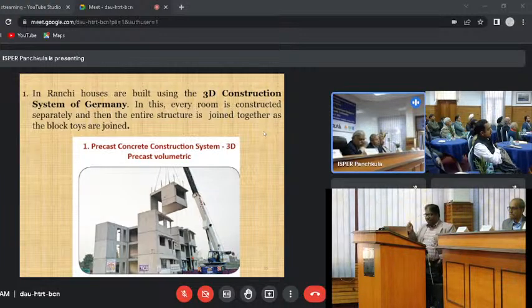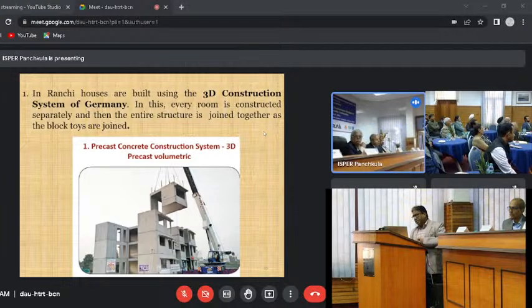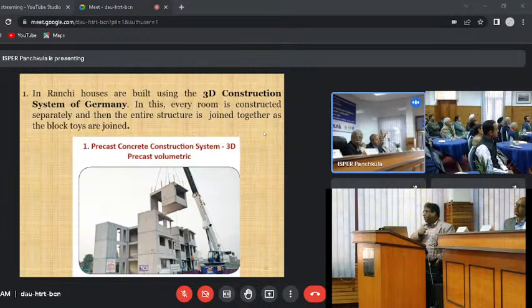Here, every room is constructed separately, and then the entire structure is joined together with block wire joints. You can see the photographs here. If you ever get a chance to go to Ranchi, just see this project and how things are happening there, because German technology is nowadays being used in our own country. Many times we have 3D products, and sometimes we give them as gifts to people. Now, the 3D housing.